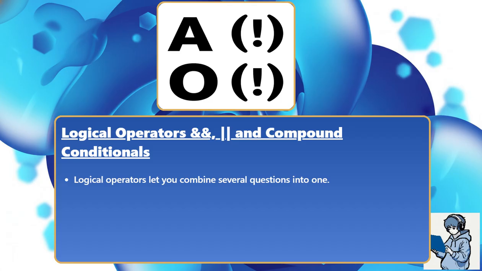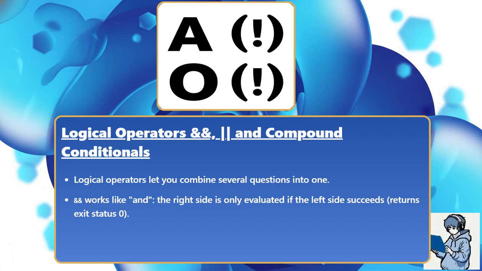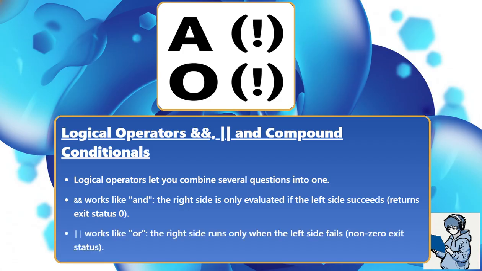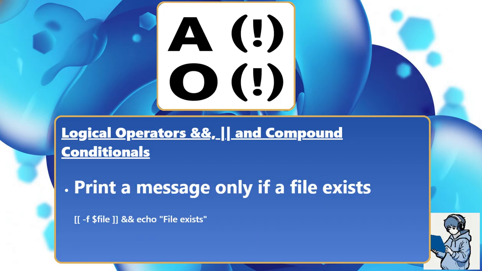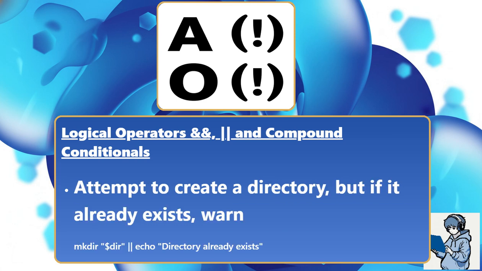Logical operators let you combine several questions into one. && works like "and": the right side is only evaluated if the left side succeeds, returning exit status 0. || works like "or": the right side runs only when the left side fails, with a non-zero exit status. Print a message only if a file exists: if the file exists, then echo "file exists". Attempt to create a directory, but if it already exists, warn: mkdir dir || echo "directory already exists".